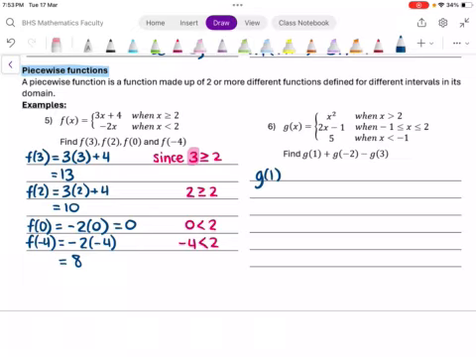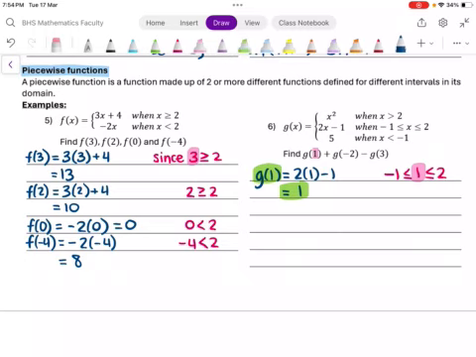So with g of 1, what we have is that 1 is not greater than 2. It's not less than negative 1. 1 is between minus 1 and 2. So since 1 is between those two, we'll have that g of 1 is equal to 2 lots of 1 minus 1, which equals 1. So we have that g of 1 is equal to 1.